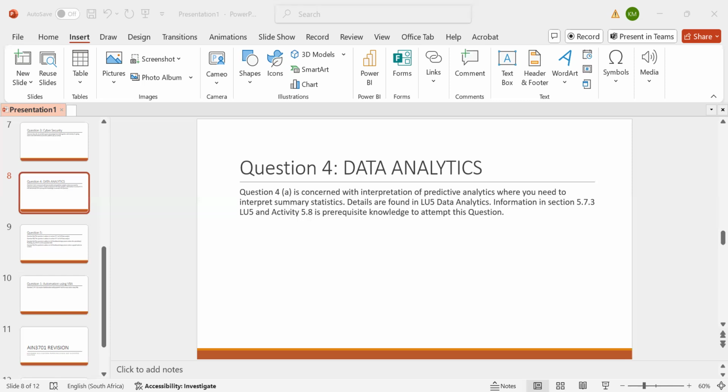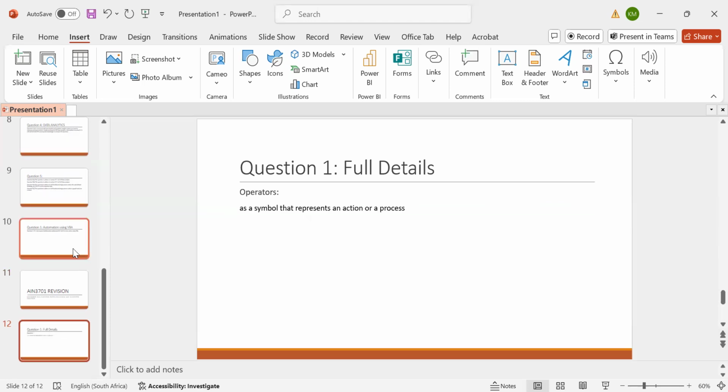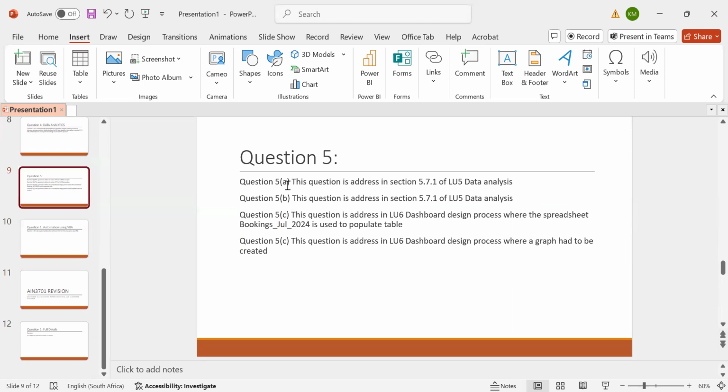Question 5B: by using the interquartile range, calculate the acceptable lower limit and acceptable upper limit for the data in the total price column. You have that spreadsheet, booking, and you need information again on the quartile range. This question is addressed in section 5.7.1 of learning unit 5.